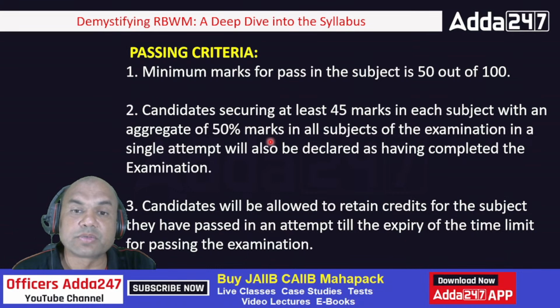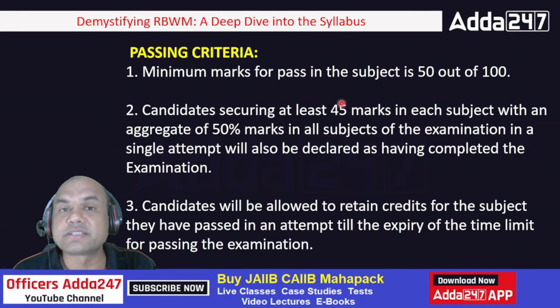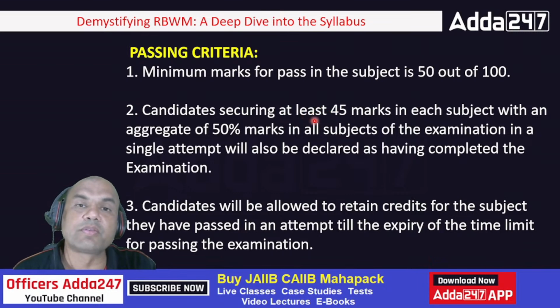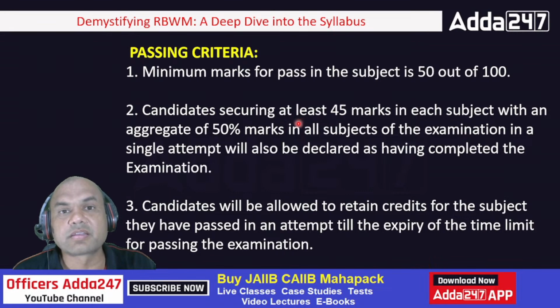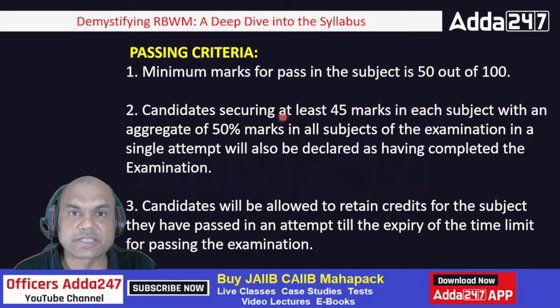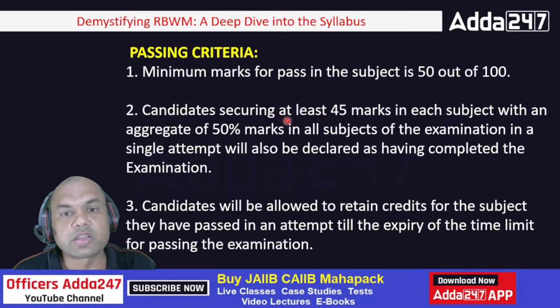But the condition is you must give all the papers at the same time. Only then. If you give this paper, PPB this year, then accounts AFM next month, next exam, not allowed. All of them in a single sitting. Then only the 50% rule is applicable.